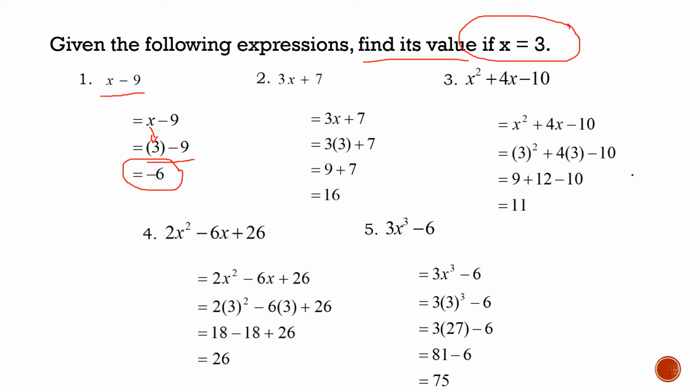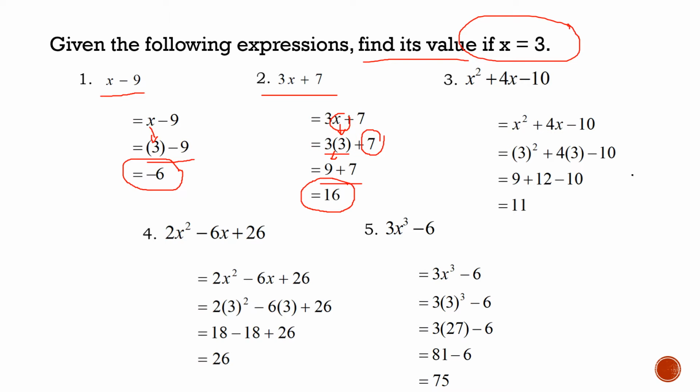How about our second expression, which is 3x plus 7? The same process. We just simply replace x by simply using your value, which is equal to 3. That's why it's 3 multiplied by 3 here plus 7. So if we simplify your 3 multiplied by 3, it's 9 plus 7. So they are both positive numbers, so we just simply add their values. So 9 plus 7 is equal to positive 16. So this will be the value of your second expression.